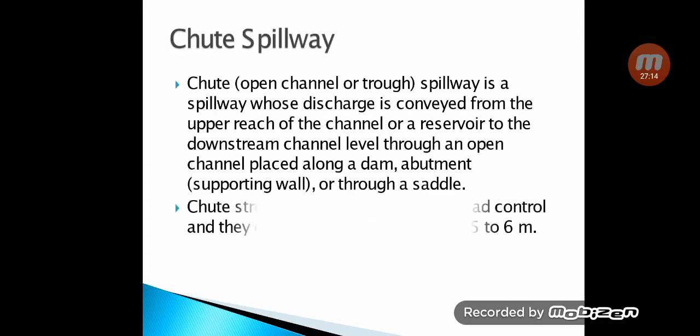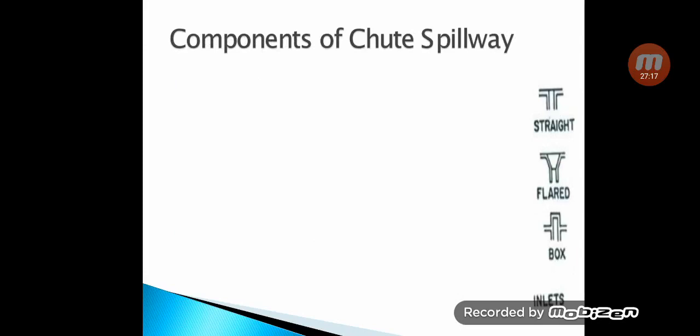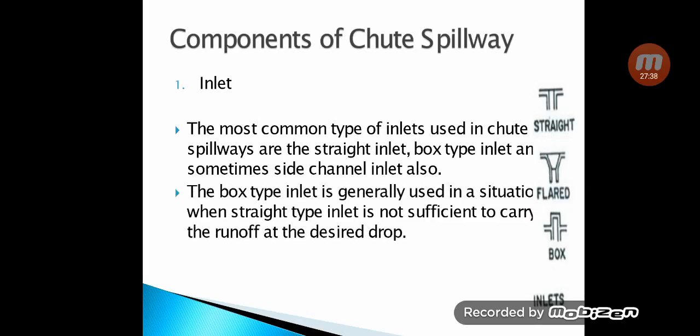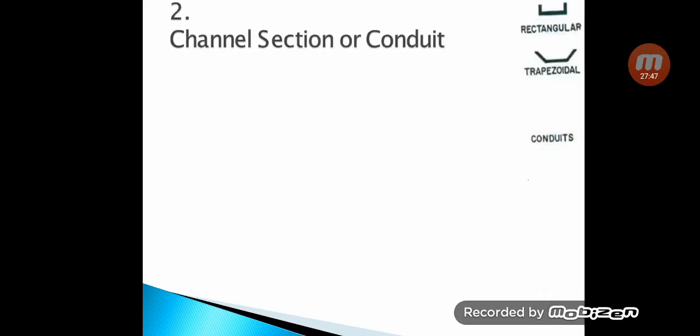Next is the chute spillway. It consists of first the inlet, which is straight type, flared type and box type. The most common is the straight inlet, box type inlet, and sometimes a channel inlet is also used. The box type inlet is most common, and it is generally used when the straight type inlet is not sufficient to carry the runoff at the desired drop.